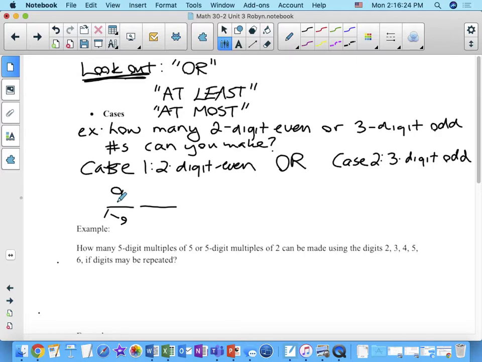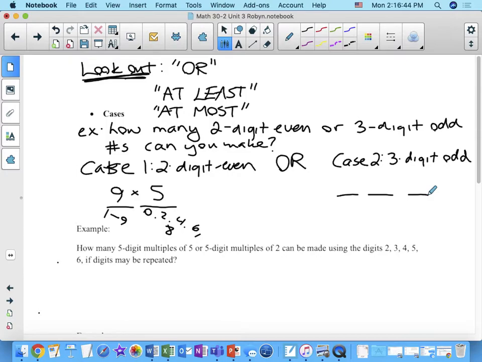2, 4, 6, 8, or 0, yes. So this has to be 0, 2, 4, 6, or 8. Right, so there's 5 here. And we multiply those together. Okay, or case 2, this is 3 digits. How many spaces? 3, 1, 2, 3.